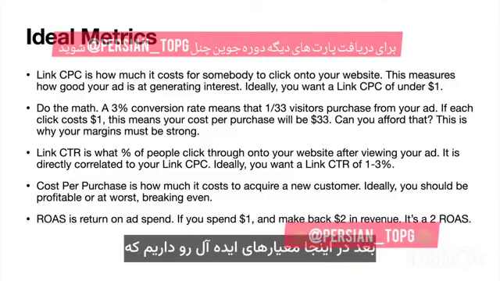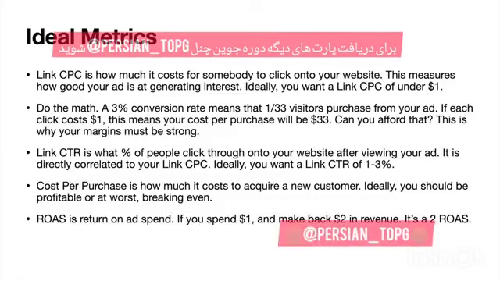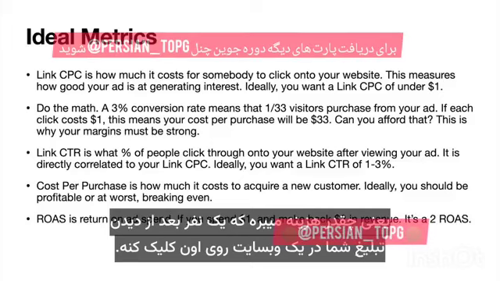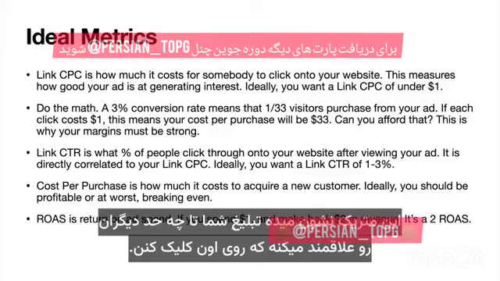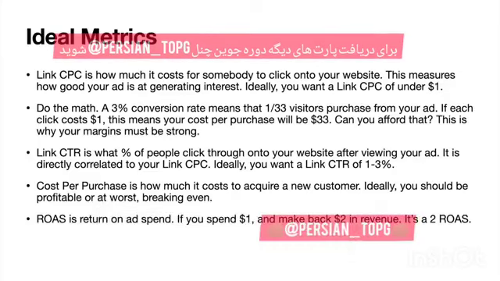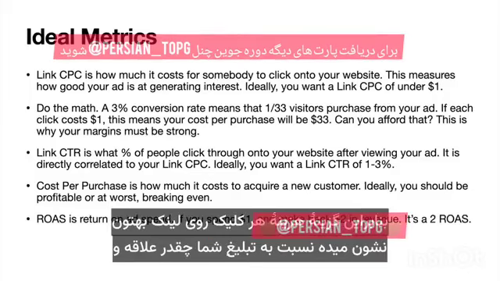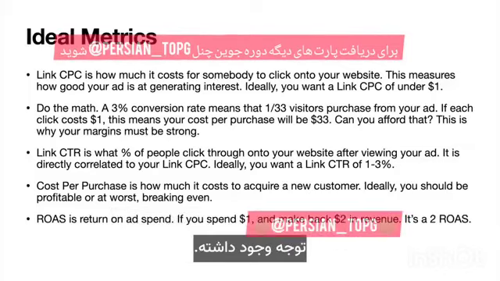So next, here are the ideal metrics that you need to analyze on your ads. So first is the link cost per click. And this is how much it costs for somebody to click onto your website after seeing your ad. Now this metric measures how good your ad is at generating interest. I'm not sure if you guys have heard about the AIDA formula, which is attention, interest, desire, action. So that means your ad in the beginning has to generate attention and interest. So the link cost per click helps you understand how much interest and attention you've got on your ad.